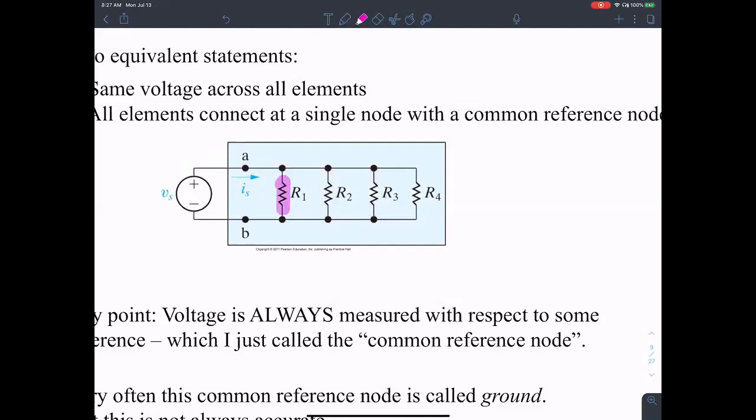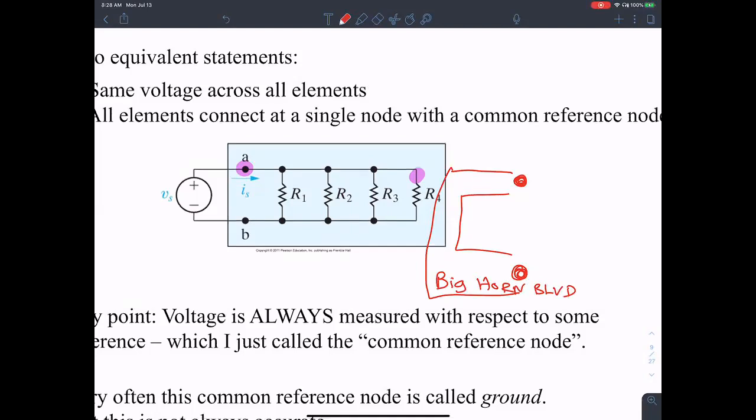These four resistances diverge from a common node, and then they converge back to another common node. In other words, between two nodes, between two intersections, let's say there is one road, a big road, Big Horn Boulevard, I don't know. And then there are four parallel paths here, four roads. I'm not the world's best artist, so forgive me for that.